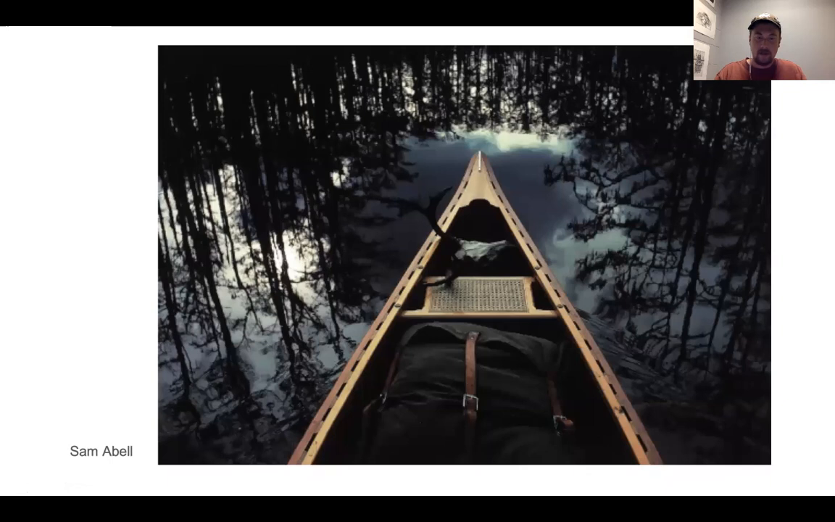And then we have a very beautiful image by Sam Abel, utilizing the canoe as your central, symmetrical point, and then the reflection in the water as a way to frame around this canoe as well.